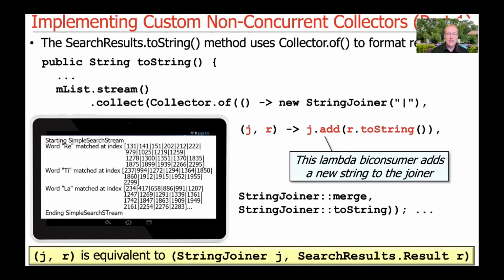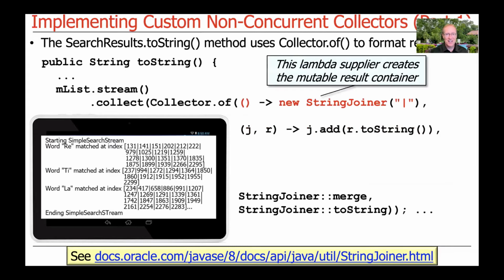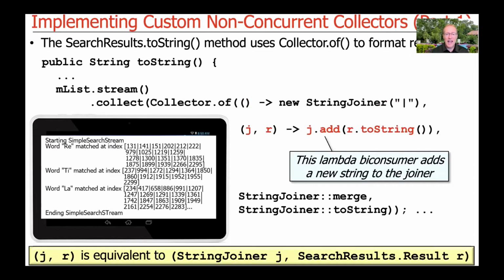The accumulator is provided by this lambda BiConsumer. What we're doing here is defining a little piece of anonymous code which will take the current StringJoiner, which of course will be the one that was created by the mutable result container factory method, and we're going to then go ahead and add a new string to the ever-growing StringJoiner.